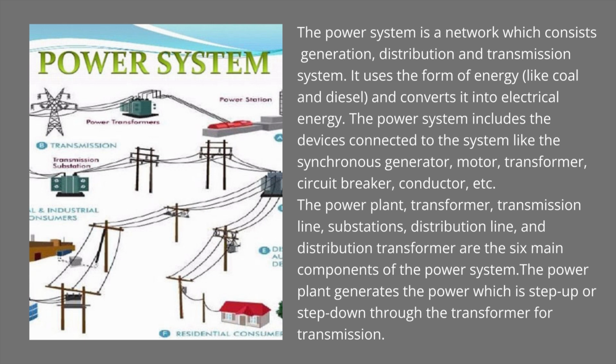The power plant, transformer, transmission line, substations, distribution line and the distribution transformer are the six main components of a power system. The power plant generates the power, which is stepped up or stepped down through the transformer for transmission. Now, types of generation.